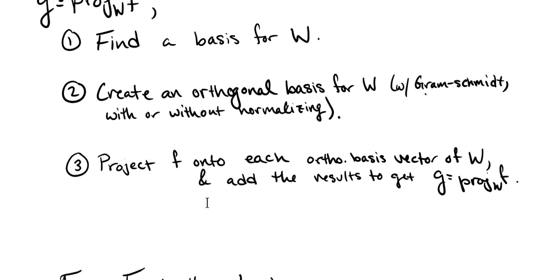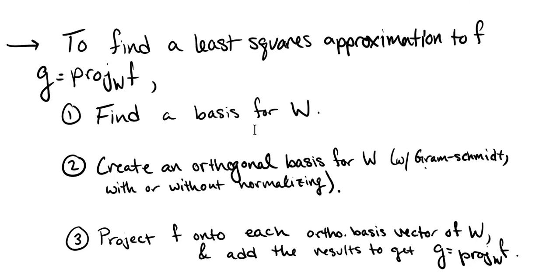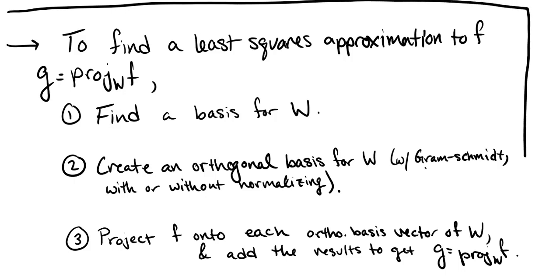And then we can project F onto each of these orthogonal basis vectors of W and add the results to get the projection of F onto W. Right? That's the general process we really want to remember. So I even want to put a big box around this so we know that this is a good general process to think of here.